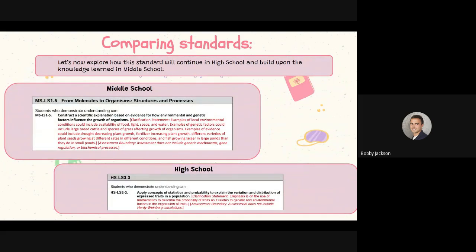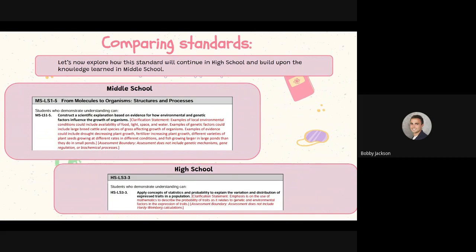Let's compare the standard to the vertical alignment standard from the middle school curriculum. In middle school, students were able to construct a scientific explanation based on evidence for how environmental and genetic factors influence the growth of organisms. So in middle school, students were able to develop an understanding about how different abiotic and biotic factors in the environment affected growth of organisms.